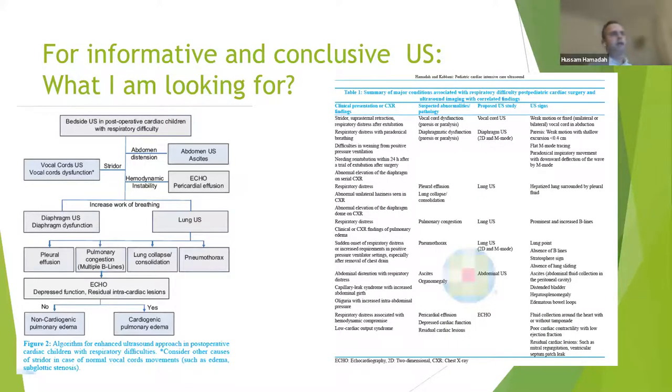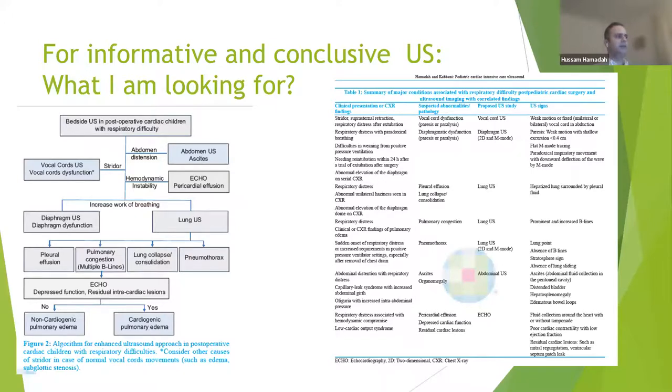We published the algorithm here to help the intensivist to detect the problem. So what am I looking for? For example, I have a patient with abdominal distension post cardiac surgery. It is affecting his hemodynamics and his respiratory status. So do a quick ultrasound to check if there is ascites. If I have stridor post cardiac surgery, like post coarctation repair, do a quick vocal cord ultrasound to check for vocal cord dysfunction.